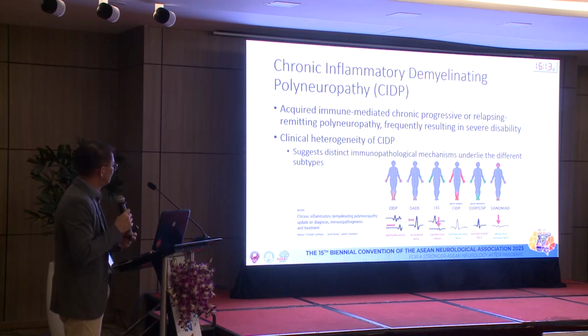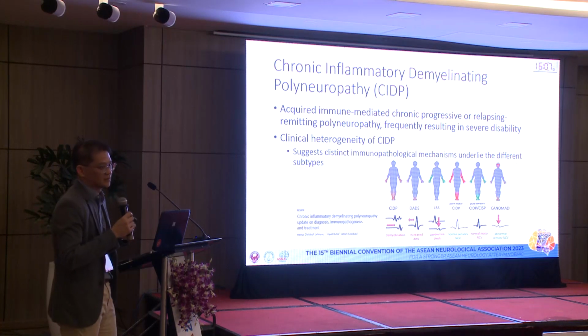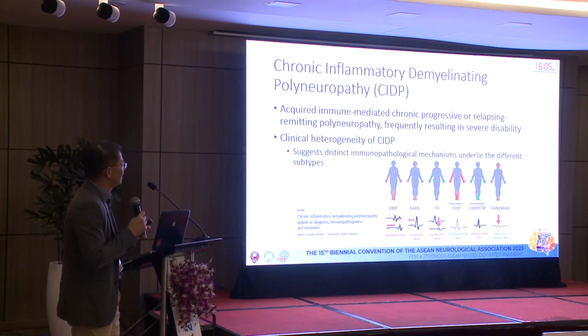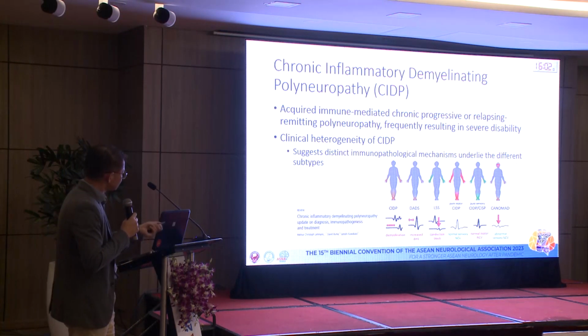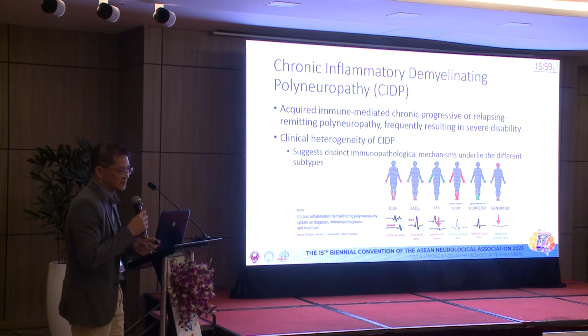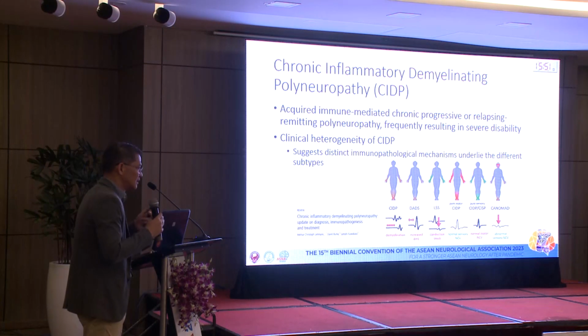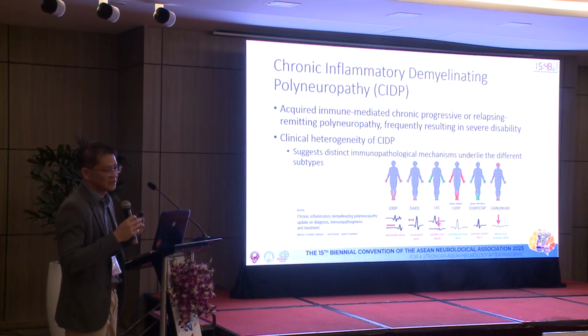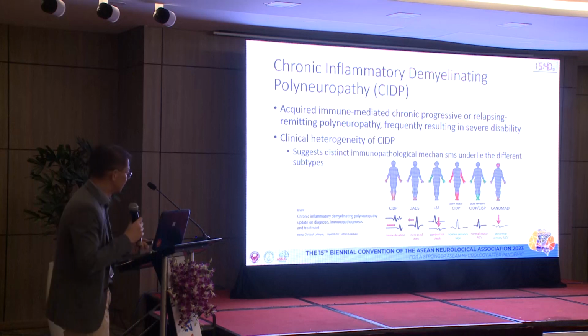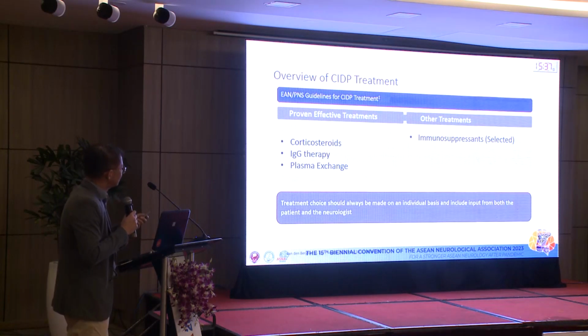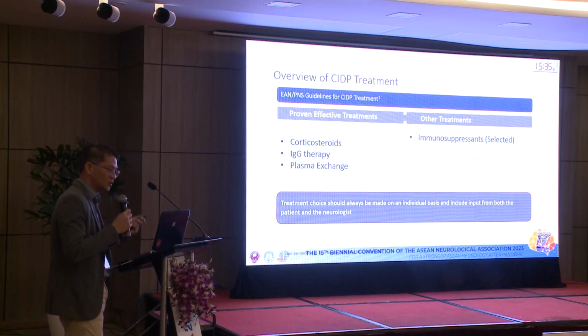All right, so I'm going to move to CIDP, which is a more chronic form of immune neuropathy that can be relapsing and progressing. As you can see from here, CIDP patients come with very different patterns of weakness and also sensory loss. This tells you that this condition can be rather heterogeneous in its clinical presentations, and it also represents the underlying heterogeneity in pathophysiology. The standard treatments for CIDP are corticosteroid, immunoglobulin, and plasma exchange.